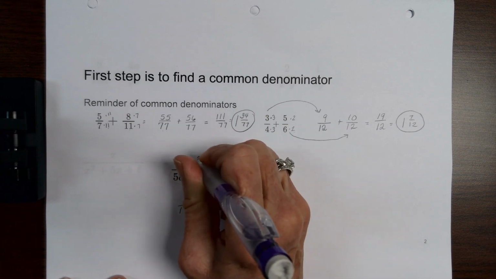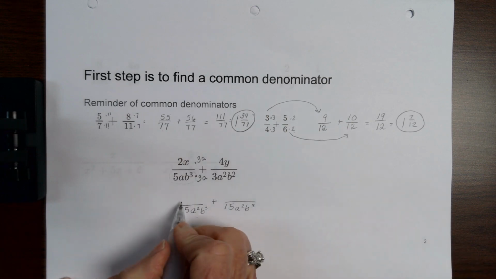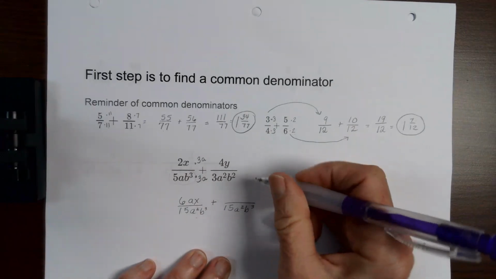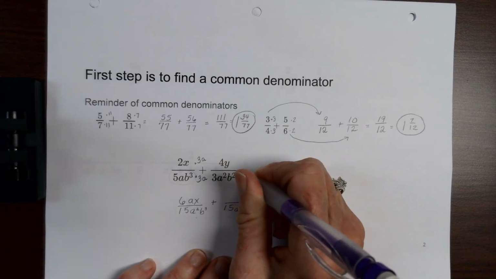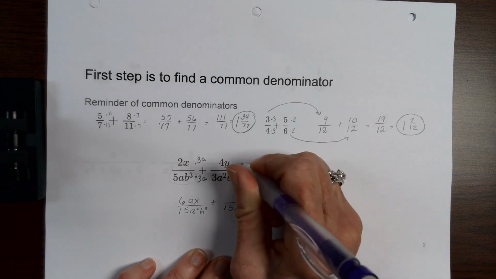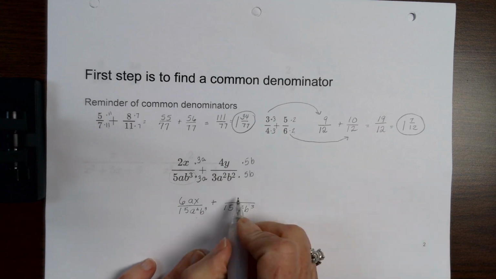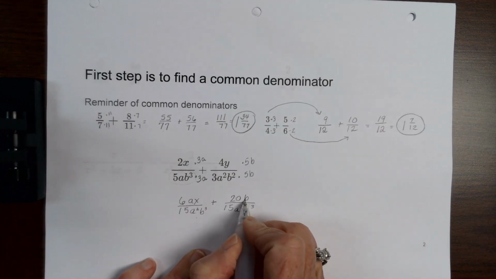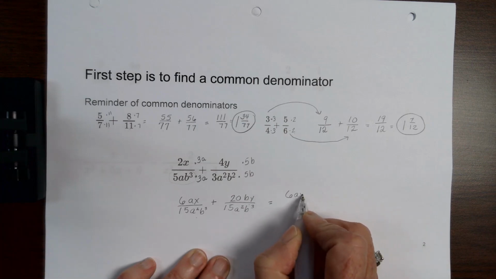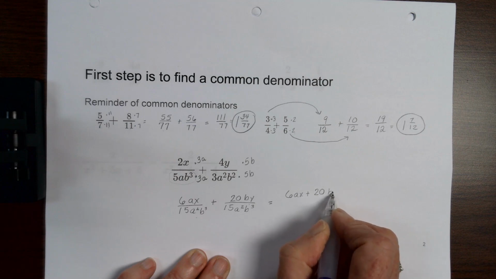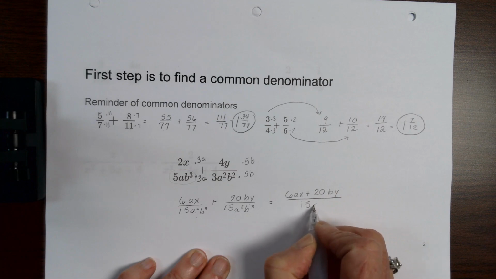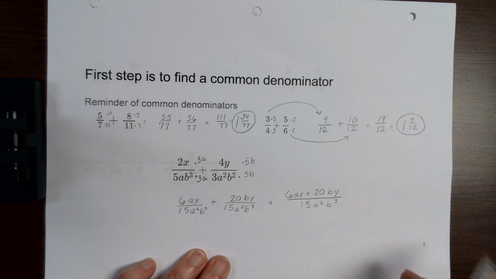What I do to the bottom, I also must do to the top. So that's going to give me a 6ax on the top. Over here, I'd have to multiply by 5 and by ab to make it match that bottom. So that's going to give me a 20by. Now I could rewrite it like this: 6ax plus 20by, and it has a common denominator, so 15a squared b cubed.